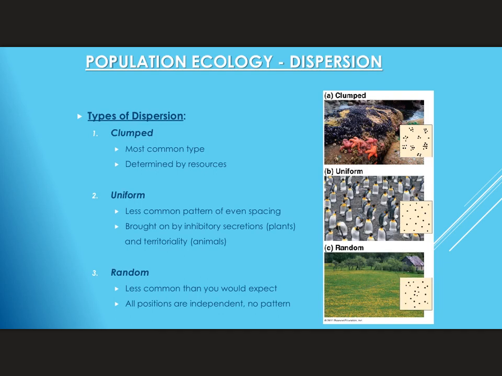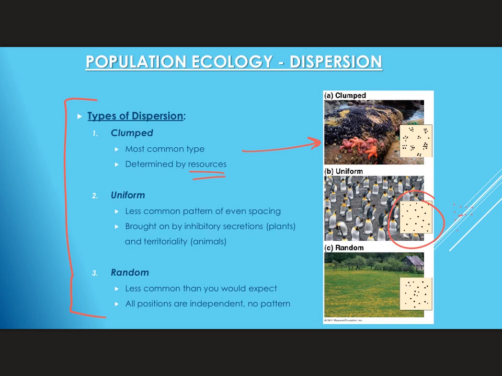Now, getting away from density for just a minute, but I promise this video is almost finished. We've got dispersion. I don't even think you need me to explain much about this. I think it's pretty straightforward to just read through. But clumped is most common. We're going to see organisms where we see resources. Uniform can happen. Uniform is typically seen, it's not an exact pattern.